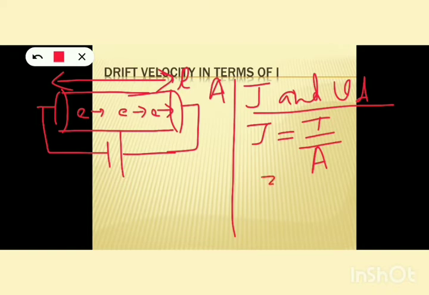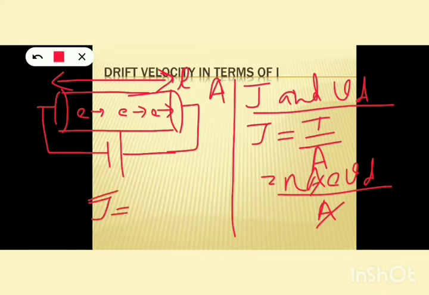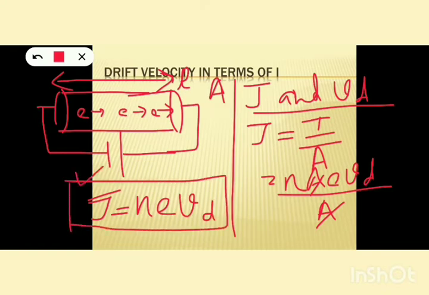And what is current? We just now got an expression for current, that is N A E into Vd divided by area. Area cancels. Then what is J? Current density J is equal to N E into Vd. So this is the relationship between current density J and drift velocity Vd, right? So you must remember the relation between drift velocity and current density.